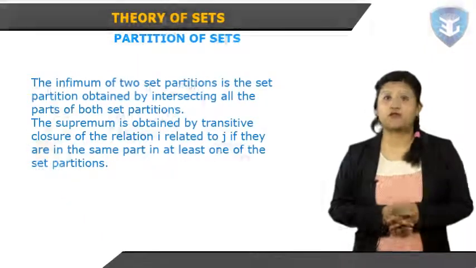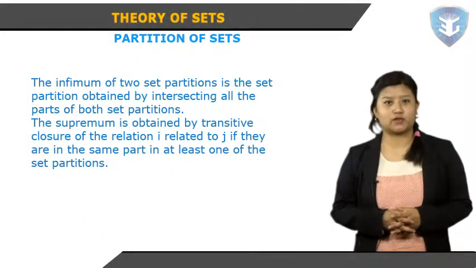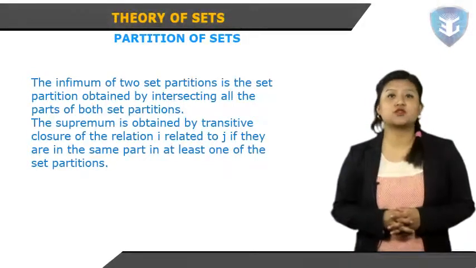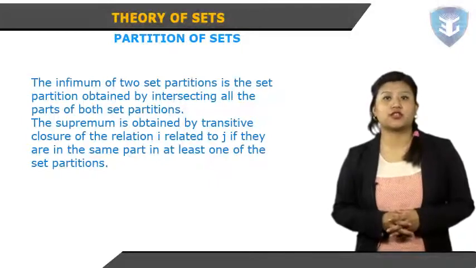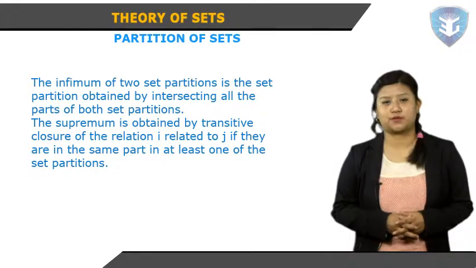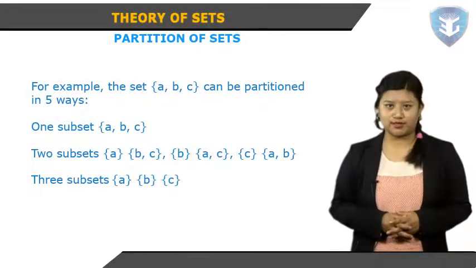The infimum of two set partitions is the set partition obtained by intersecting all the parts of both set partitions. The supremum is obtained by transitive closure of the relation I related to J if they are in the same part in at least one of the set partitions. Look at the screen for an example.